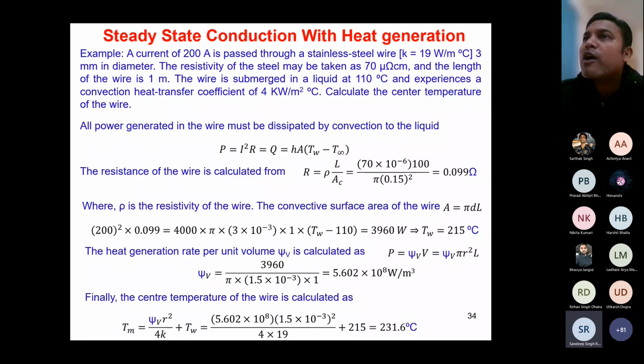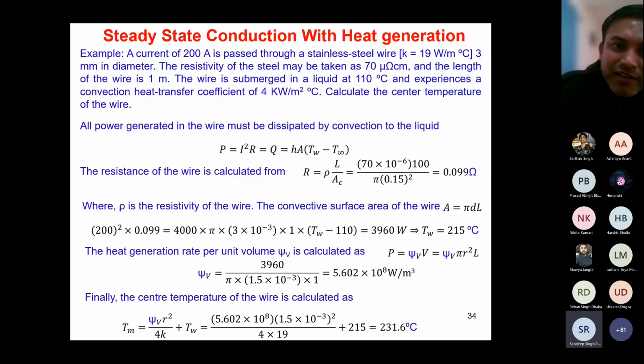We have to calculate the center temperature of the wire. So there are two things we have to look at. First, we have to calculate the surface temperature at the wire surface. And from that, then we have to calculate the center temperature. Is it clear? Sir, 110 degrees Celsius is the ambient temperature. Yes, it's an ambient liquid temperature, isn't it? So liquid is present around the wire, so that liquid temperature is 110. But the temperature of the wire is not 110. The surface temperature of the wire will be different. First, you have to calculate the surface temperature of the wire, and then based on that, you have to calculate what will be the center temperature.